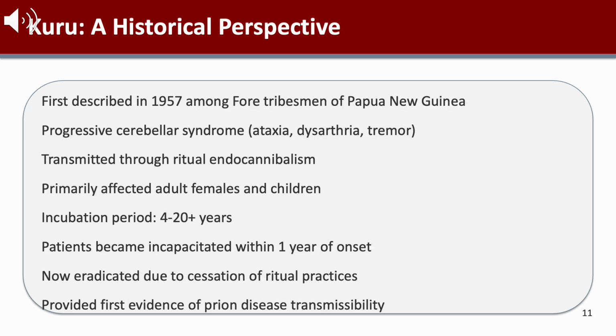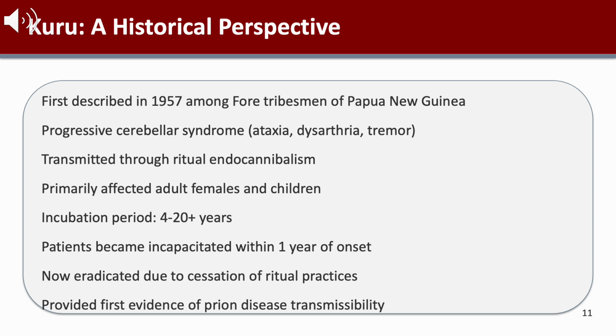Kuru holds a unique place in medical history as the first recognized prion disease. It was identified in 1957 among the Fore people of the Papua New Guinea highlands by D. Carleton Gajdusek. The disease presented as a progressive cerebellar syndrome characterized by ataxia, dysarthria, and tremor.